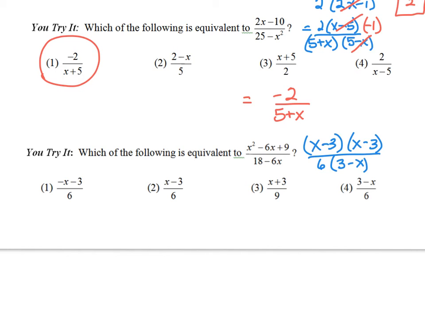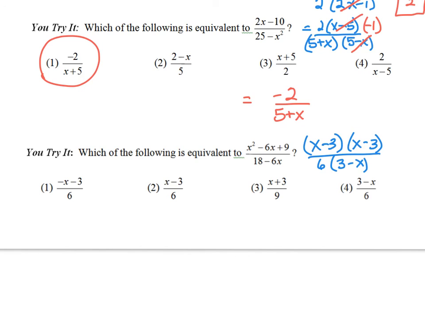Looking at the first you-try, I factored 2x minus 10 into 2 times x minus 5. The denominator is going to be 5 plus x times 5 minus x. So the numerator and the denominator have opposite factors, x minus 5 and 5 minus x. So when I canceled those two factors, I had to include a negative 1. So 2 times negative 1 gives me a negative 2. In the denominator, 5 plus x means exactly the same thing as x plus 5. So I'm choosing multiple choice number 1.